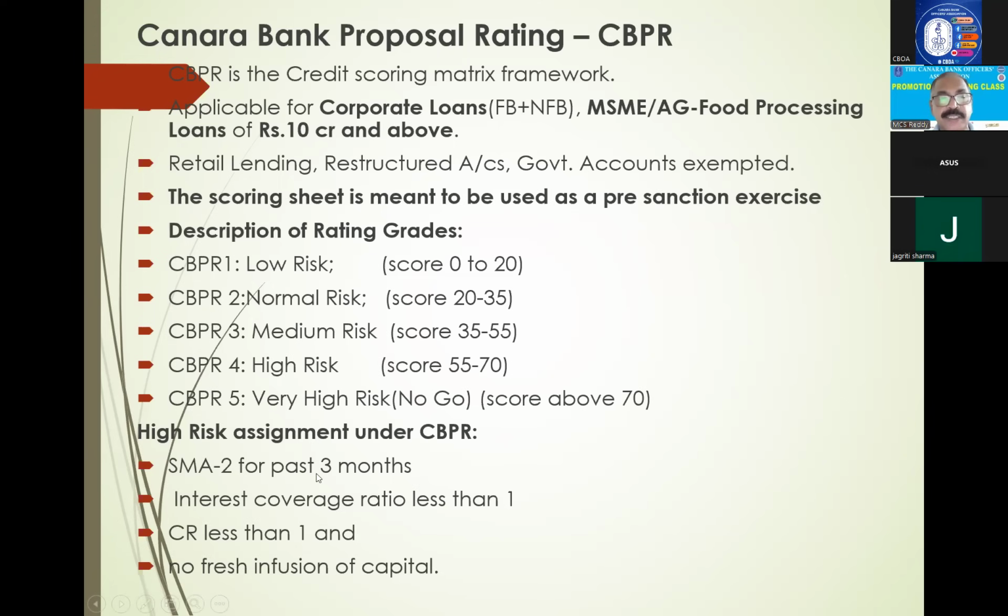CBPR, what is that? First one is SMA2 for the past 3 months. That means almost it is moving to NPA. Still, it is maintaining, meaning in SMA2 there may be some adjustments, part repayment, something like that, happening. Otherwise, SMA2 itself is 61 to 90 days. Right? Next, interest coverage ratio less than 1. Current ratio less than 1 and no fresh infusion of capital. These are also parameters for high risk category. Right?